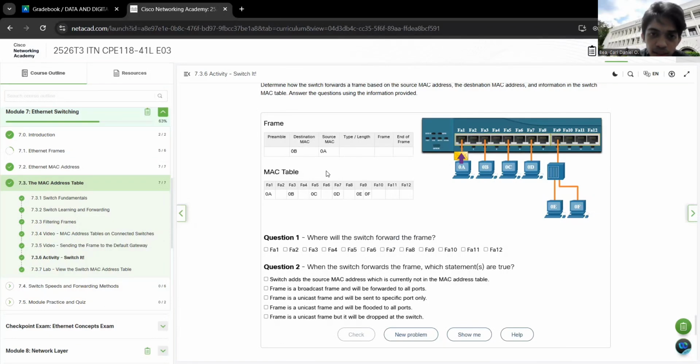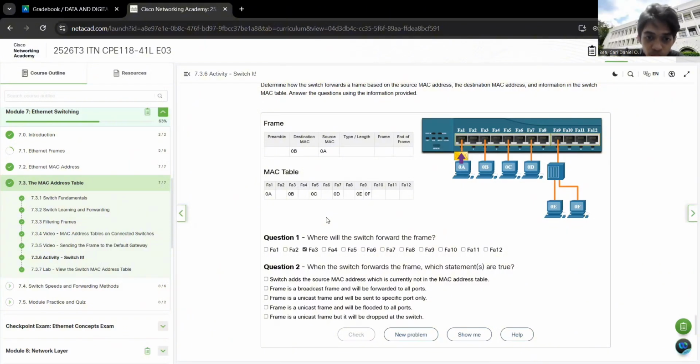And then next we need to look at the MAC table here and look at what ports our destination MAC and source MAC are mapped into. As we can see, 0B is mapped into FA3 and source MAC 0A is mapped into FA1. So to answer question 1, where will the switch forward the frame? 0B is mapped into FA3, so the answer will be FA3.